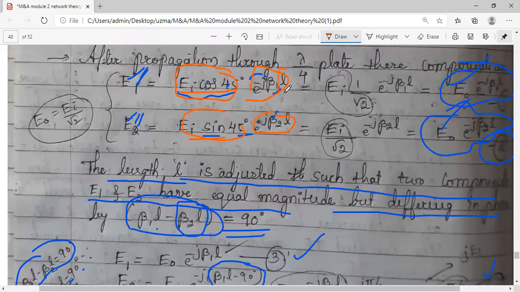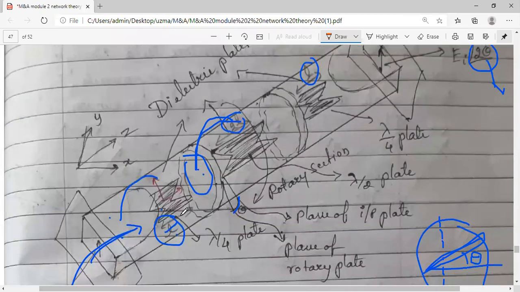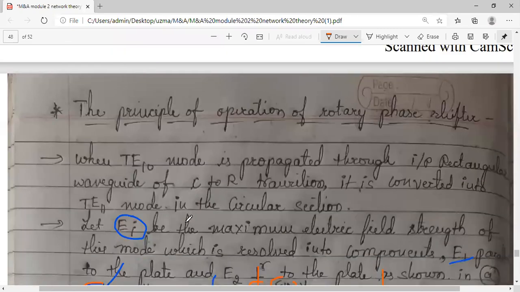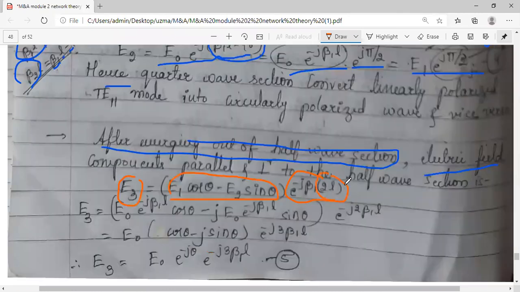In this exponential we had taken length L, because the lambda by 4 plates, the input plate and output plate, out of these 3 plates, let me show you the figure. Out of these 3 plates, first plate is having the length L, third plate is also having the length L. But what about the center plate? It is 2L. So in the first equations that we wrote, in the exponential term we had taken L because the length is L. But this time when we write the exponential term, the phase term, I have to take 2L because it is for the lambda by 2 plate whose length is 2L.